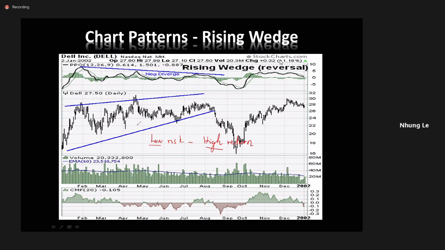But actually, technical analysis provides us with high risk, high return. It means that it's normal. No advantage anymore. Do you agree with me? Do you agree?